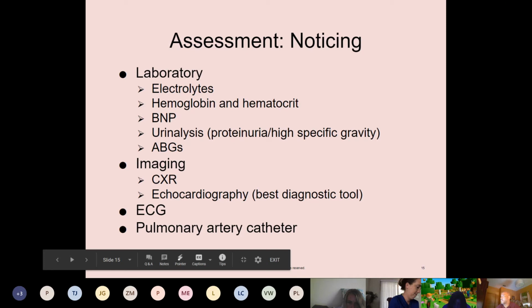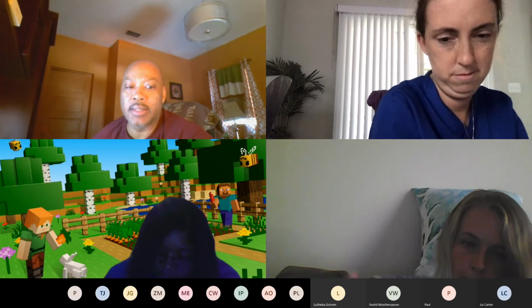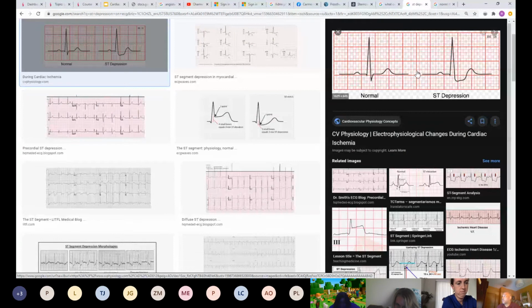All right, so let me show you guys this while we're at it, give you a visual. So when we want to know if a patient has myocardial ischemia, this will show. All right, so this is the normal ST waveform or complex. This is the normal. But when it's depressed, it looks like this. See how depressed that is? That's ST depression. That means you're getting blood flow to the heart, but very low. And so your EKG will show this.